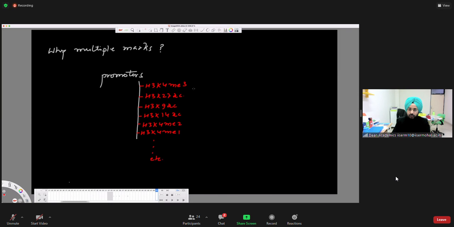So why do we need these? These are all histone modifications, right? And all of them are activating, and they are marking only one element, the promoter. So why do we need these multiple marks? And I already answered this question maybe a few minutes ago, right?